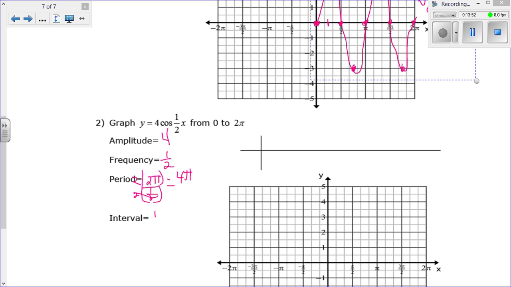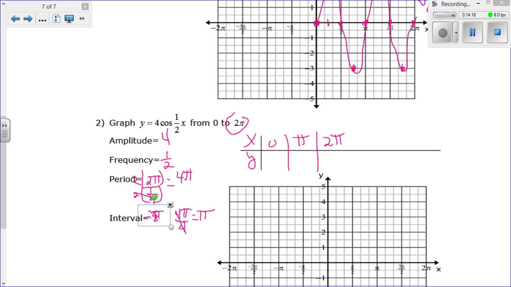So my interval is 4 pi, the period, divided by 4. So that is pi. So this is x, this is y. I start at 0 and I count by pi. So I have pi, and then I have 2 pi. And I can stop there because I only have to graph to 2 pi. I don't need to keep going.